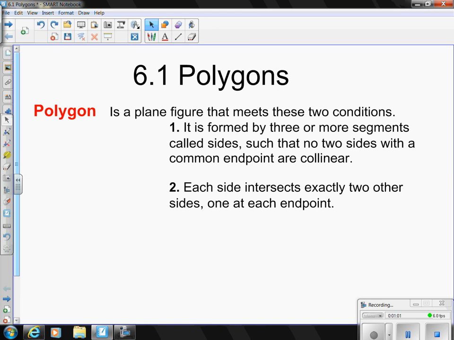Each side has to intersect exactly two other sides, one at each endpoint. So here's a side, it has to have one side coming out of that endpoint and one side coming out of that endpoint. And then, of course, these endpoints would also have to have them as well. And you wouldn't want it to be down there at all. You'd want to make sure that those parts connect up nicely. So that would be an example of a polygon.